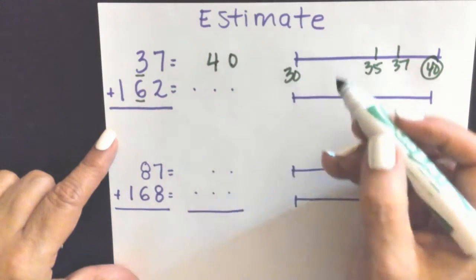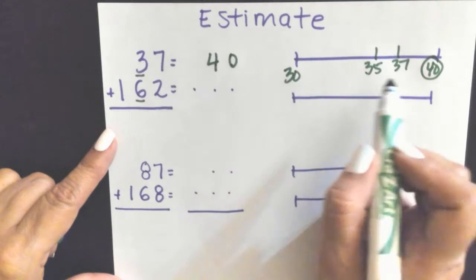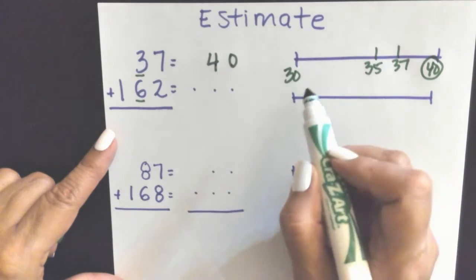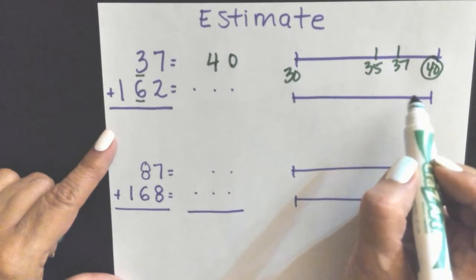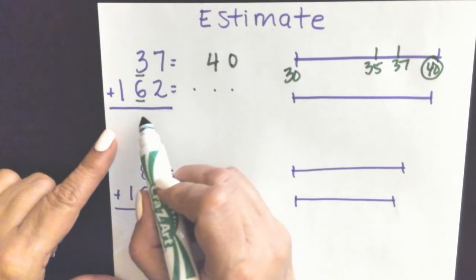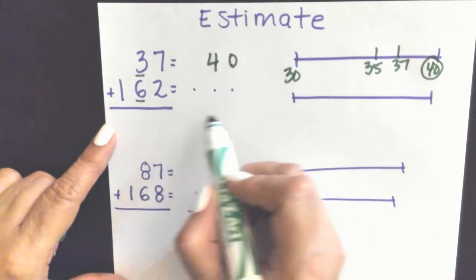Now, let me just say something. A lot of you are good with your tens, and that's okay. You don't have to use the number line. But if you're struggling, it's okay to use the number line. Okay? In this case, I used to go ahead and teach 160 and then 170.